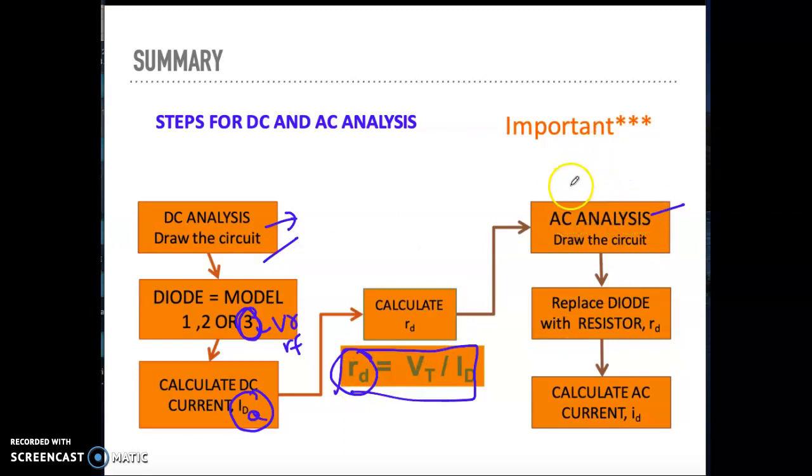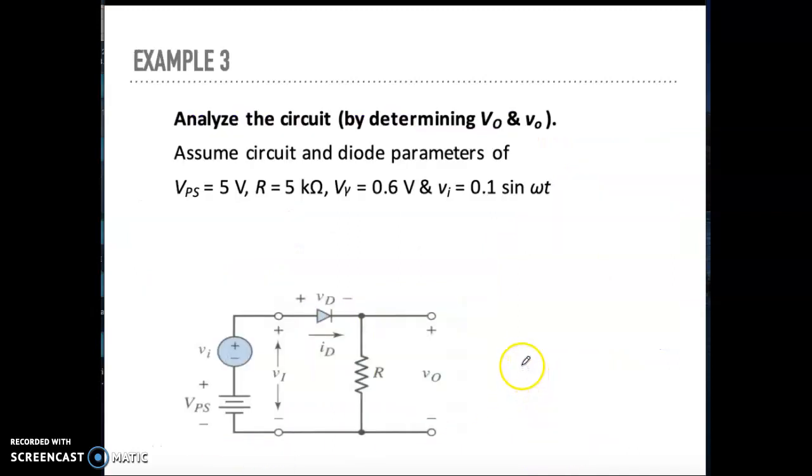So in your AC analysis, you only have the AC source, and the DC source you turn off. Replace your diode with r_d and calculate the current. Denote here: AC is a small letter, DC is a capital letter. Okay?